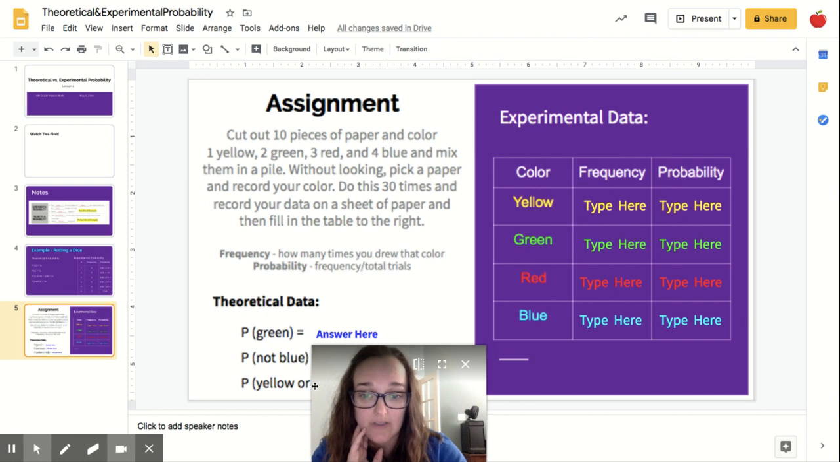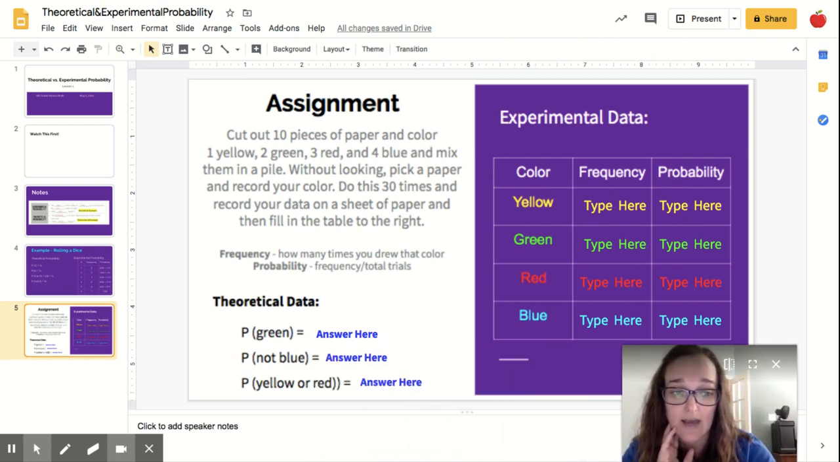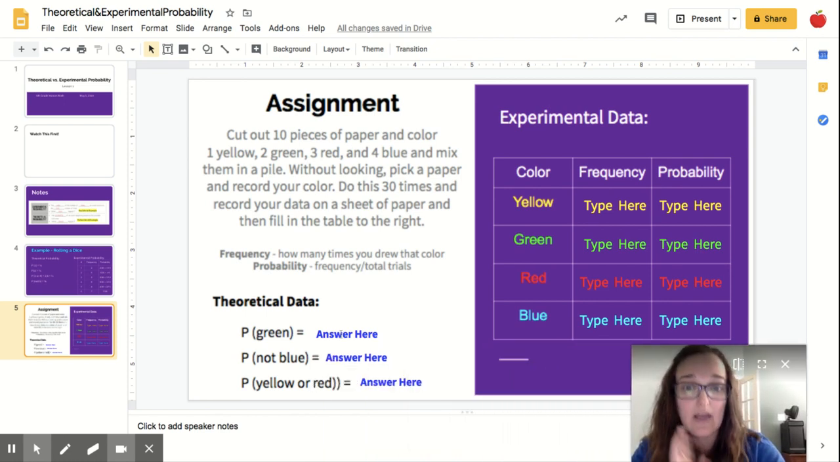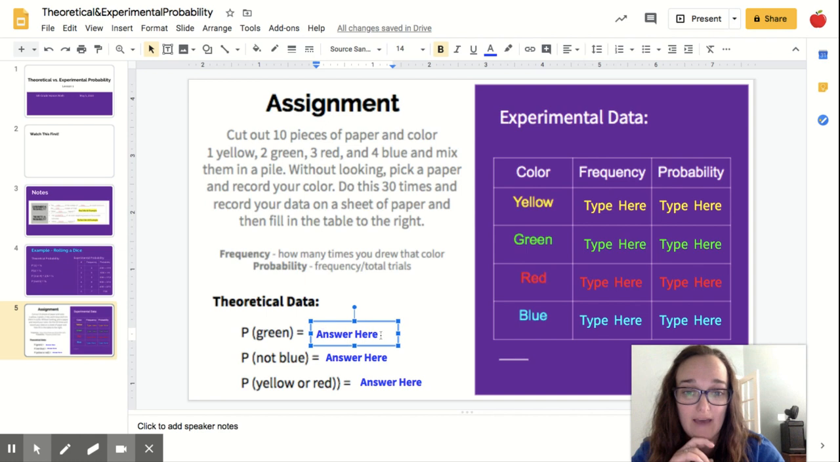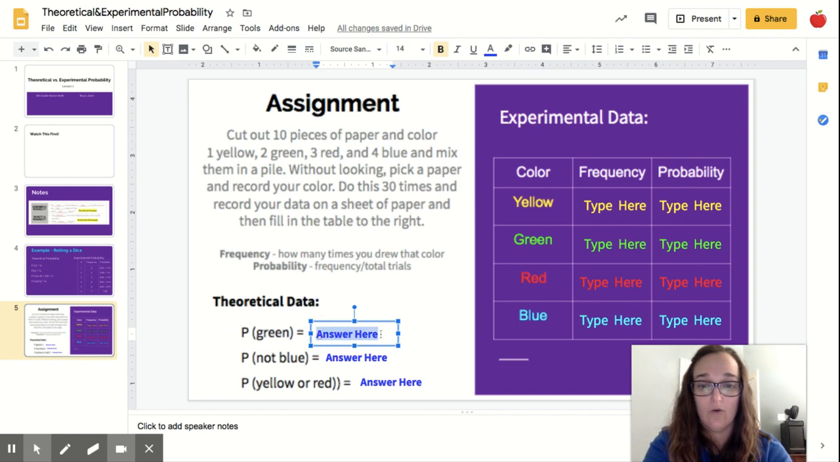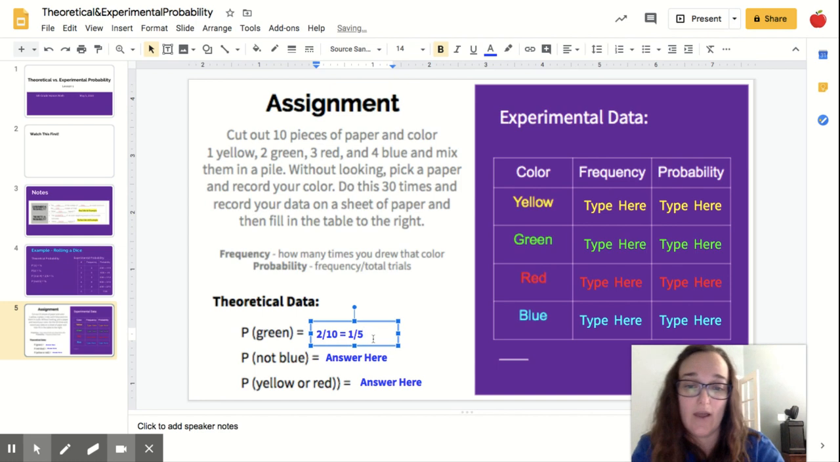Let's see if I can move this again. The theoretical data is going to be in a real world perfect situation. What's the probability that I should get green? Well, there's 2 green out of how many total? 10. So this would be 2/10. And you can leave it like that, or you can simplify to 1/5. Either way is fine. And so then you're going to answer those 2.